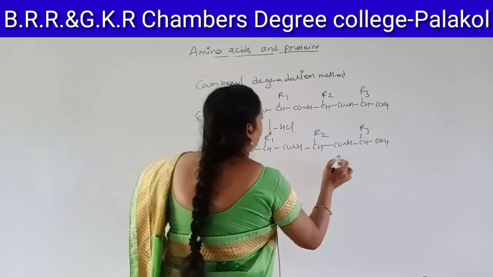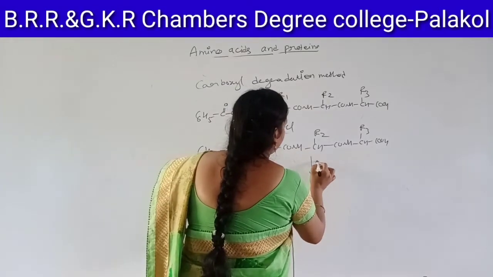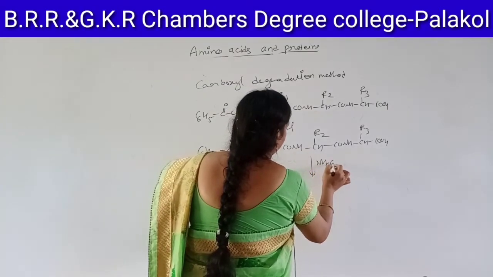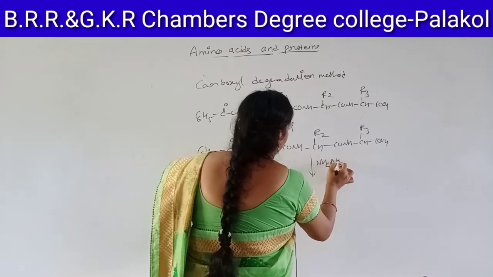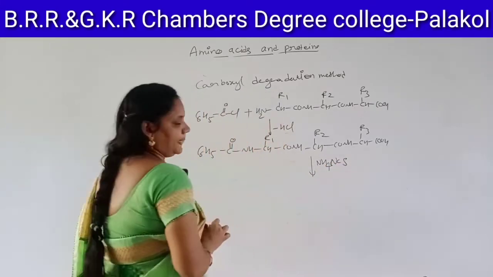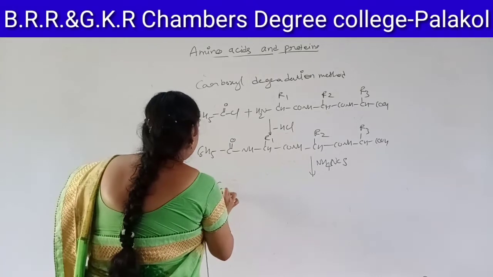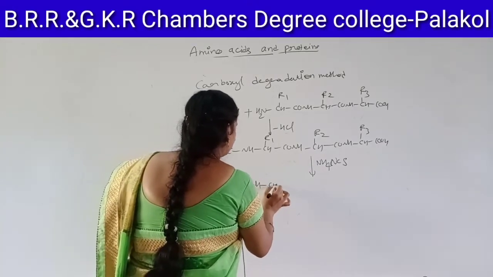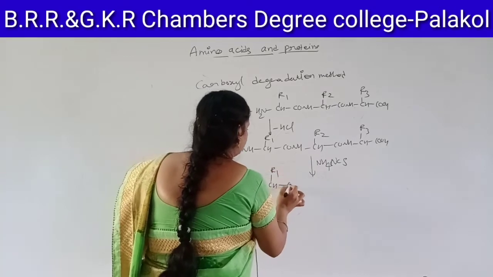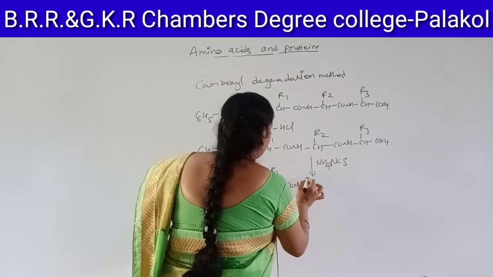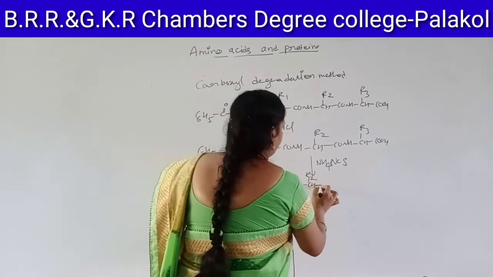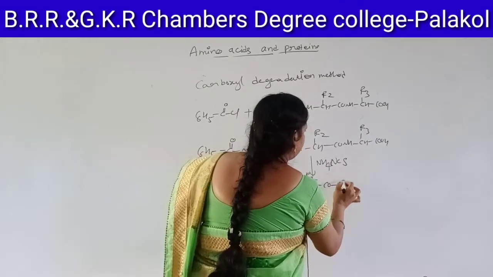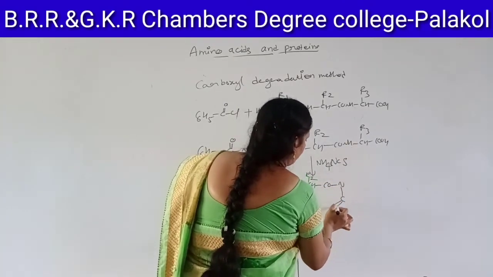Next, what happens here? We'll treat with ammonium thiocyanate, NCS. Okay, what happens? You will get C6H5C double bond O NH CH R1 CO NH CH R2 CO N. Here you will form a bond here.